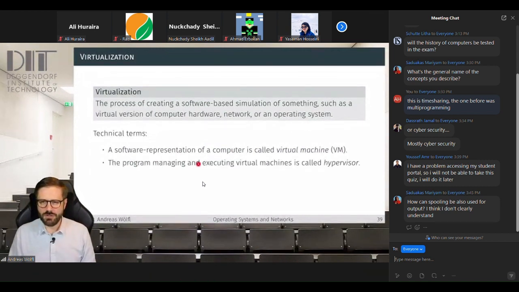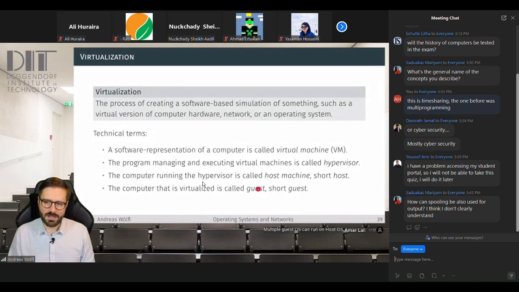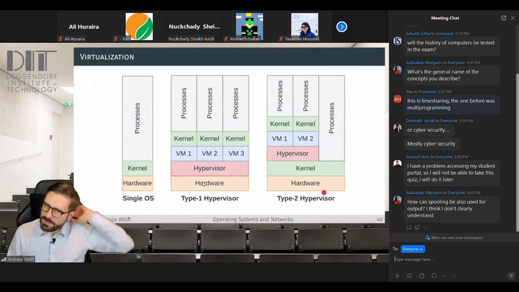So the program managing and executing virtual machines is called a hypervisor. And the computer running the hypervisor is called the host machine, or short host. And the computer that is virtualized is called guest, right? So we have a host computer and multiple guest computers. You can run macOS on your computer virtualized. You can run Linux. You can run a second version of Windows. You can have multiple guest versions, multiple software-based simulations on your physical host machine using this virtualization technique and using a hypervisor. There are different types of hypervisor.